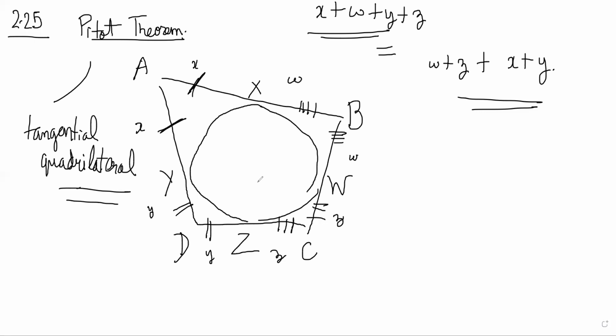I was just saying that this type of quadrilateral is called a tangential quadrilateral. It's not super important. It's an obvious sort of statement here. Let's move on to the next one. This is a US Olympiad problem. Let's try that one. 2.26.